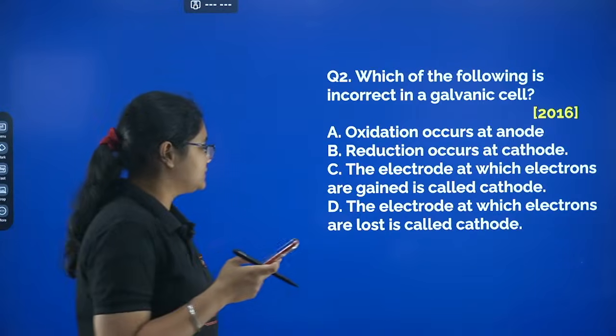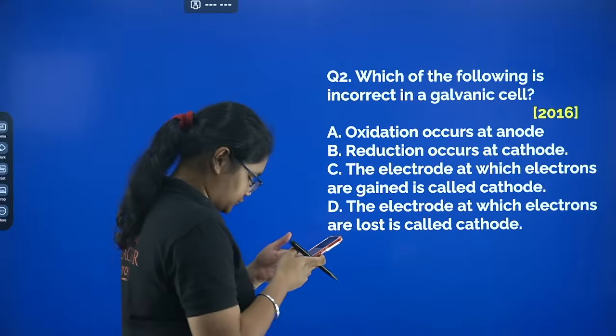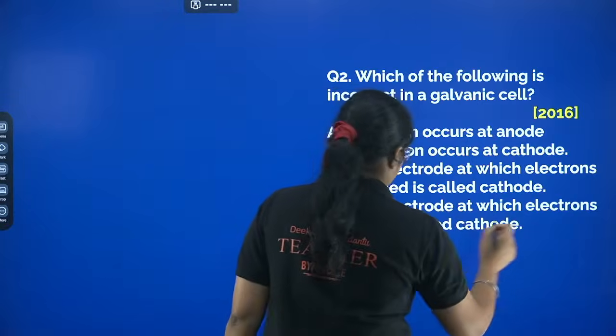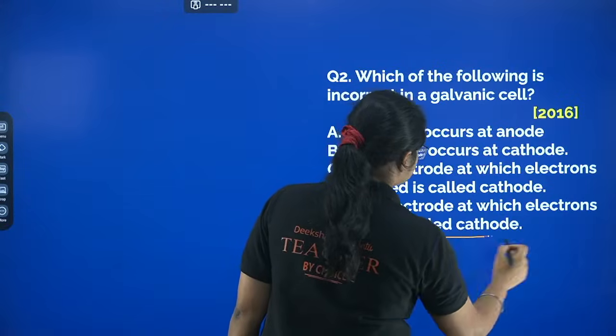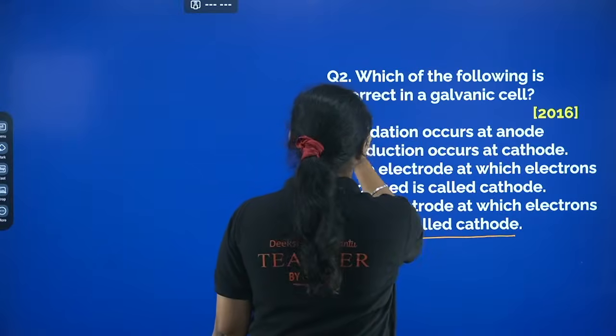Option D, Tara Devi is saying D. Okay, Aishwarya is also saying D. The electrode at which the electrons are lost is called cathode. Yes, this is the incorrect statement.